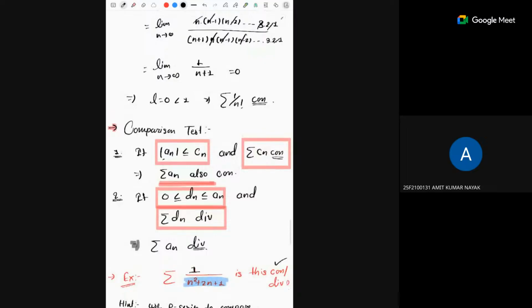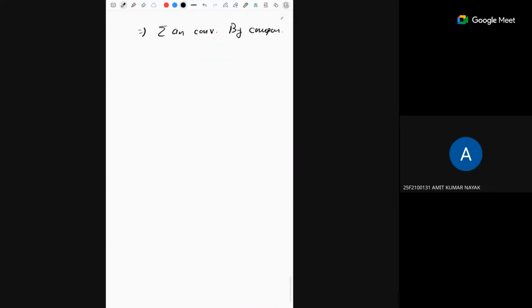Now, let me just give you a question. See if you guys can remember something. See, if you have a series like this, suppose 5n cube plus n square plus n plus 1 upon n to the power 5 plus 1. Okay. Now, does this converge or diverge?